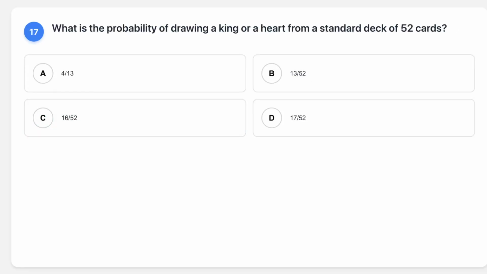Question. What is the probability of drawing a king or a heart from a standard deck of 52 cards? Option A. 4/13. Option B. 13/52. Option C. 16/52. Option D. 17/52.